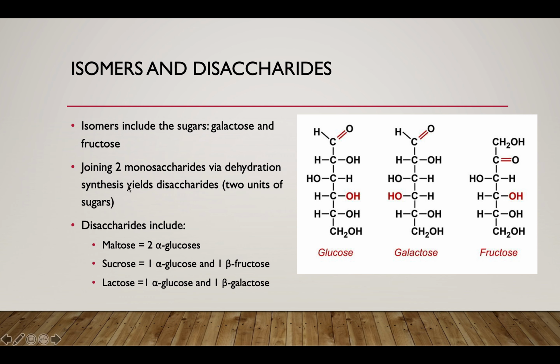So joining two monosaccharides via dehydration synthesis, which is taking a water molecule out to make a bond, you get a disaccharide, which is di meaning two and saccharide meaning sugar, so 2 units of sugar together. Common disaccharides include maltose, which is wheat sugar. You get that from 2 alpha glucoses. You get sucrose, which is our common table sugar, which is 1 alpha glucose and 1 beta fructose together. And then lactose, which is milk sugar, you get from 1 alpha glucose and 1 beta galactose.